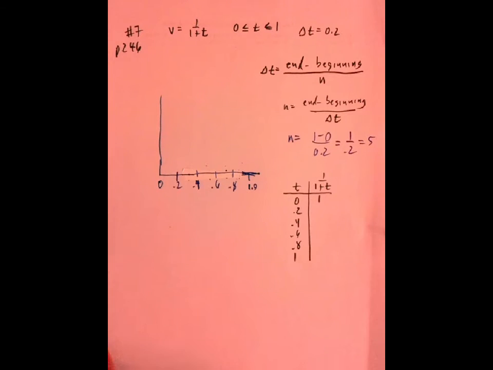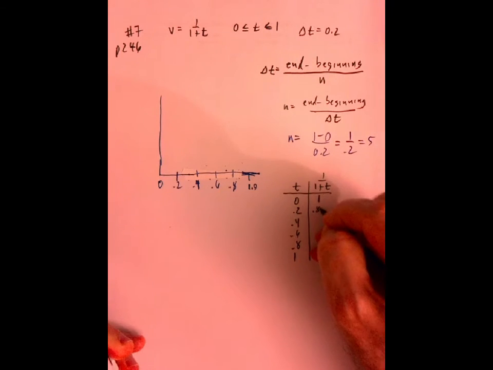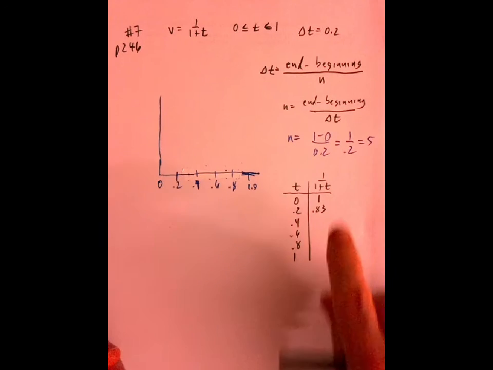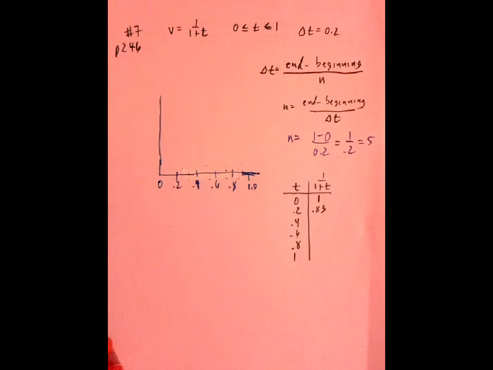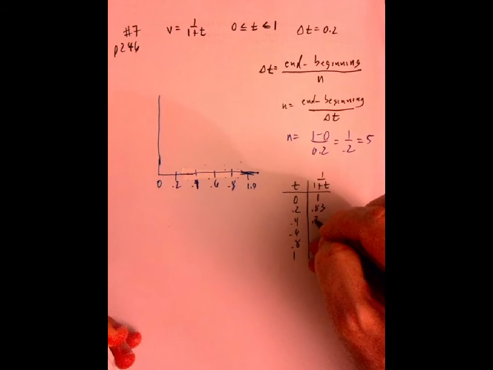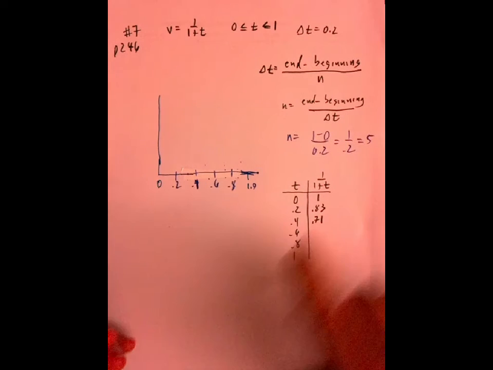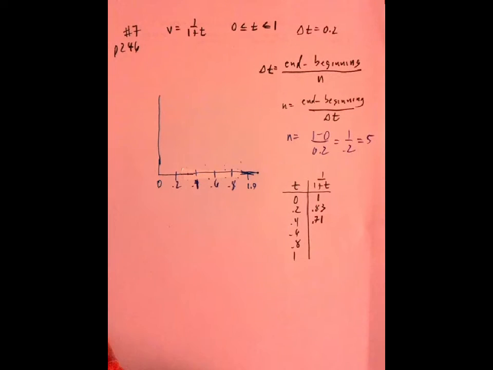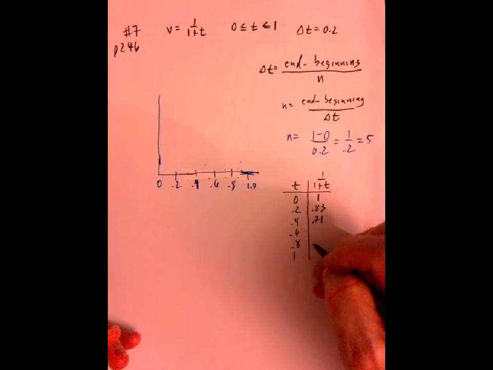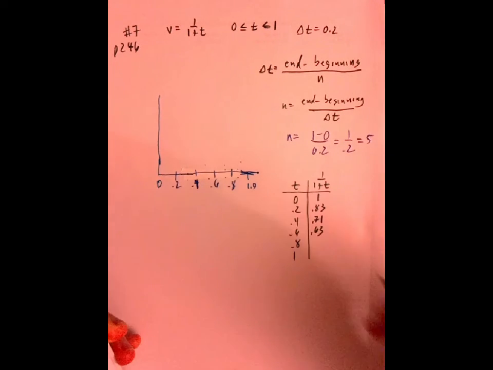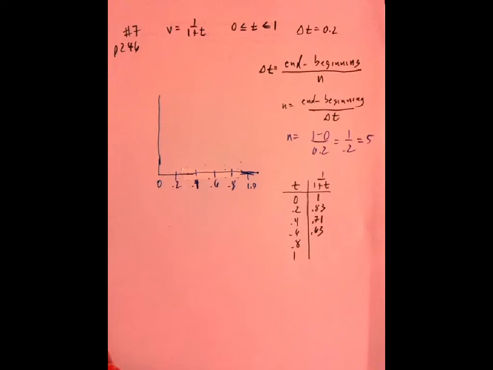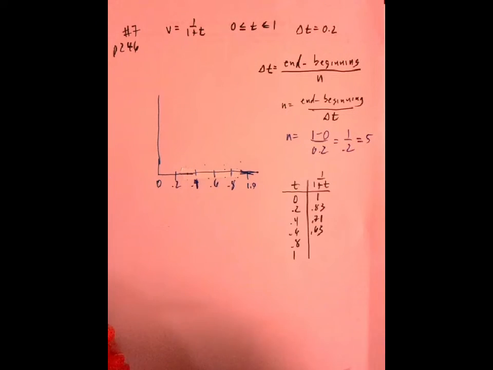I'm getting 0.83, right? And then put 0.4 there, so it's 1 divided by 1.4. That's 0.71, right? And then put 0.6 there, 1 divided by 1.6. That's 0.63, rounded off, right? And then 1 divided, put 0.8 there. So it's 1 divided by 1.8.